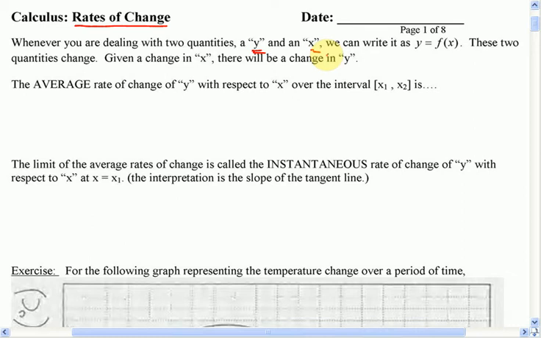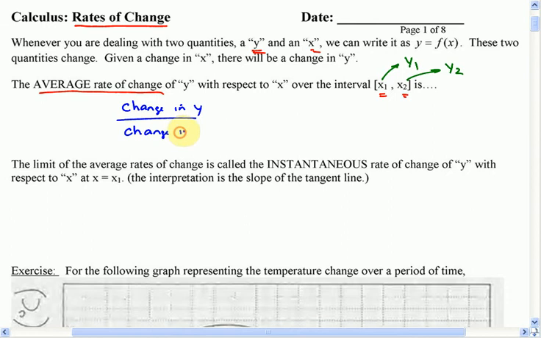Now, I think what you learned before is something called the average rate of change. Physics, you see all that all the time. Well, the average rate of change over an interval, which spans from x1 to x2, is the following. Remember, for every x1, there's a corresponding y1. For every x2, there's a corresponding y2. So how do I find the average rate of change? Well, once again, it's the change in the y value divided by the change in the x value.